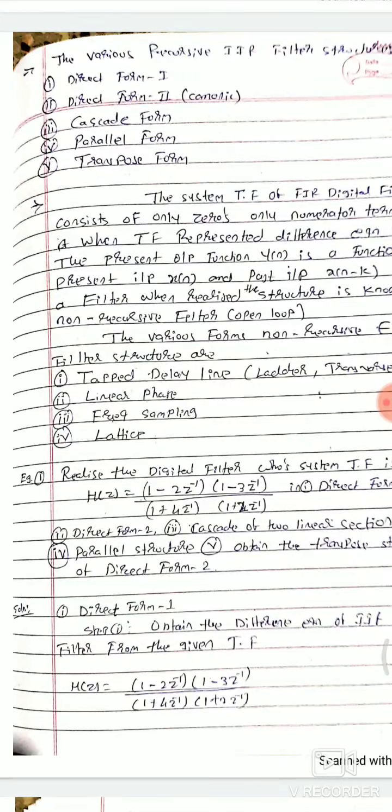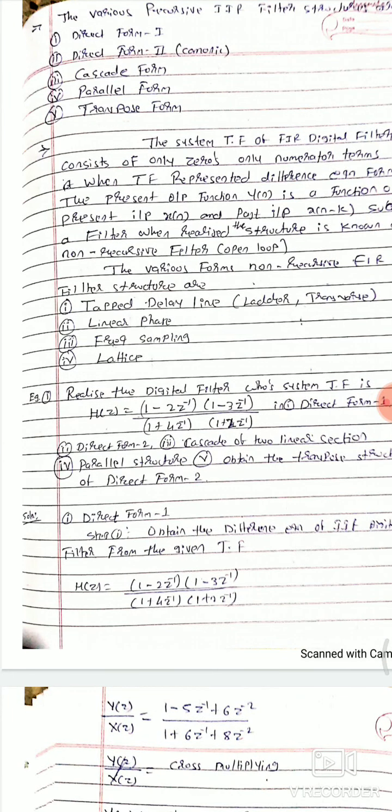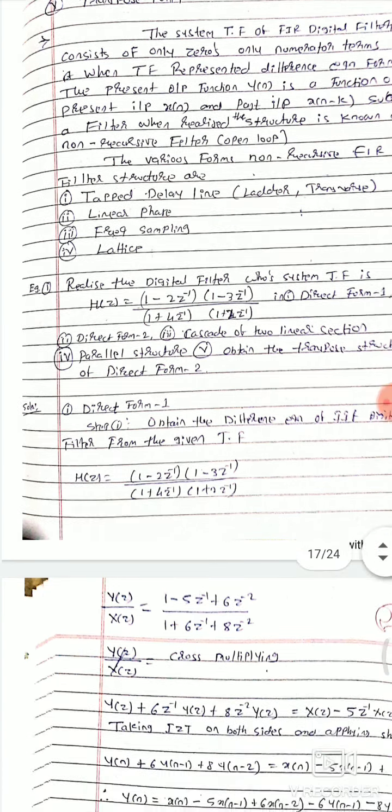Okay, so one thing you understand, for IIR filter, both numerator and denominator exist. Both zeros and poles will exist there. Whereas in FIR there will be no poles, only zeros will be there. Right, so various forms of non-recursive FIR filter are tapped delay line, linear phase, frequency sampling, and lattice structure.